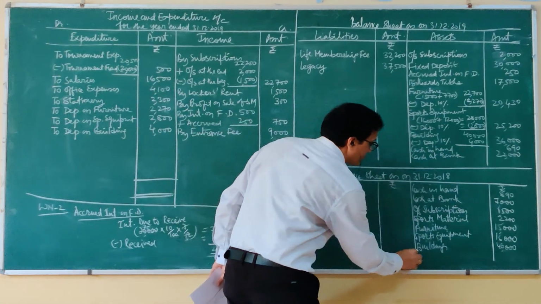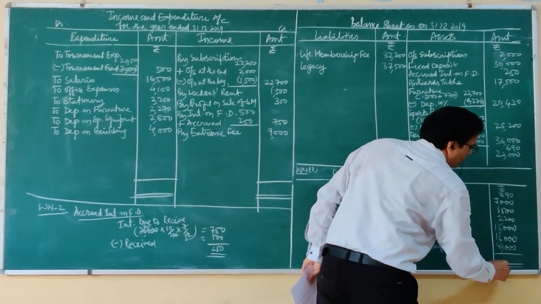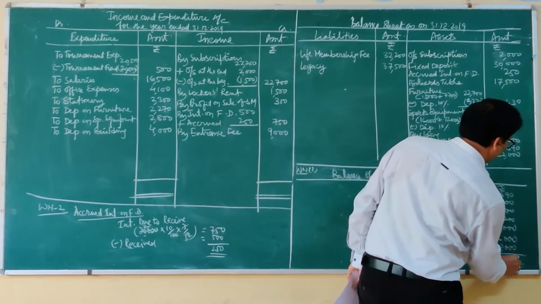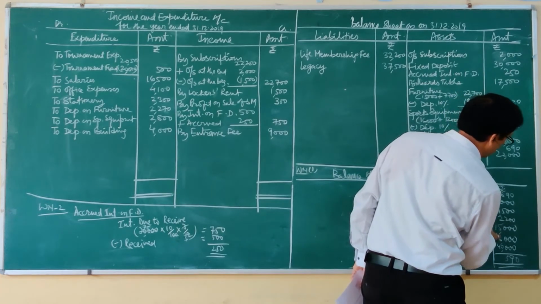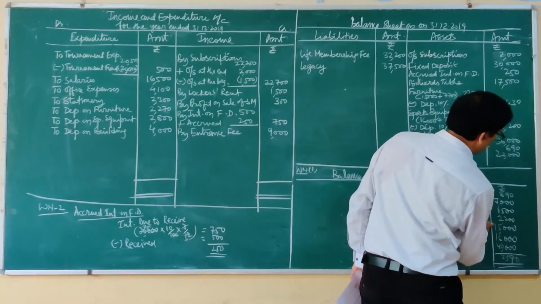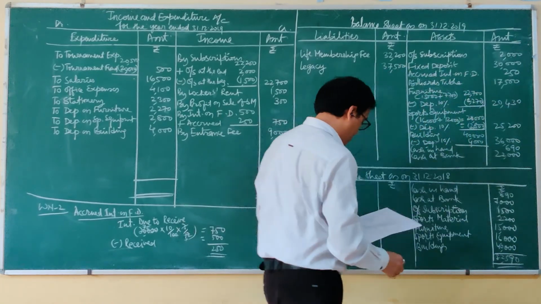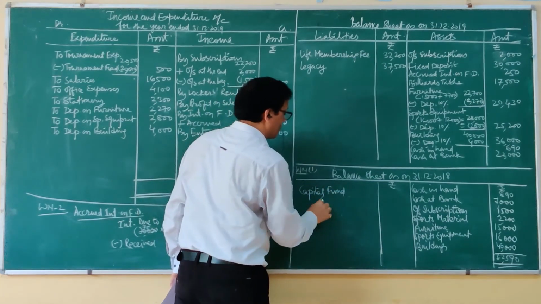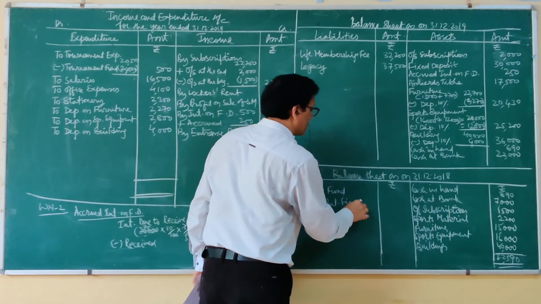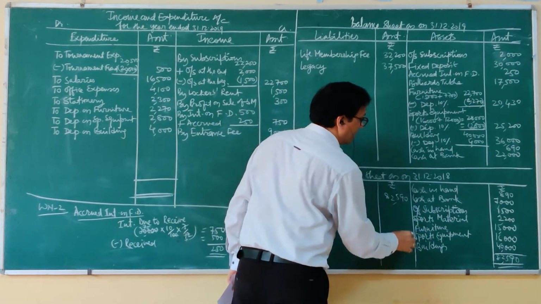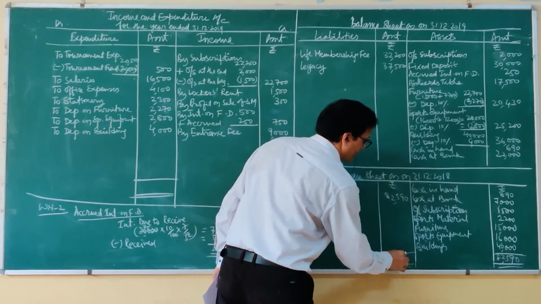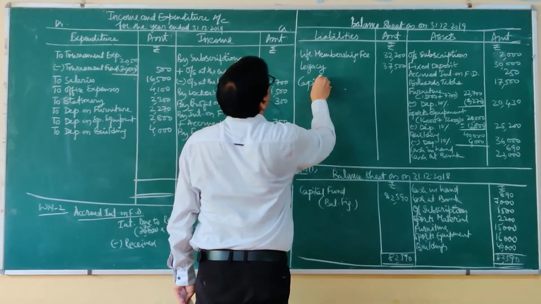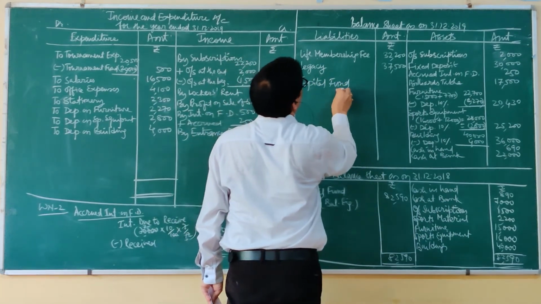Make the total of this balance sheet, so that the capital fund is known to us. It is 82,590 rupees, our capital fund. Capital fund we write here as balancing figure, 82,590. Then take this here, capital fund, 82,590.